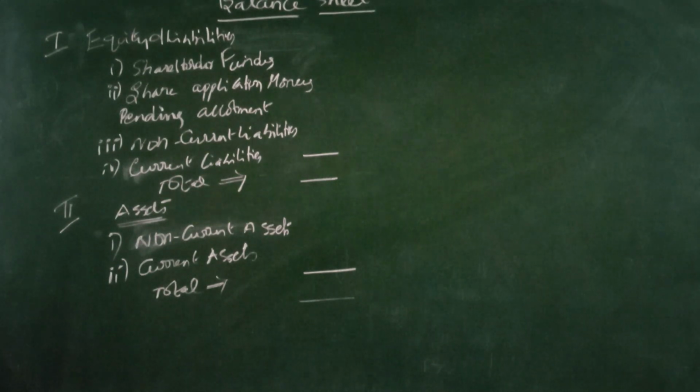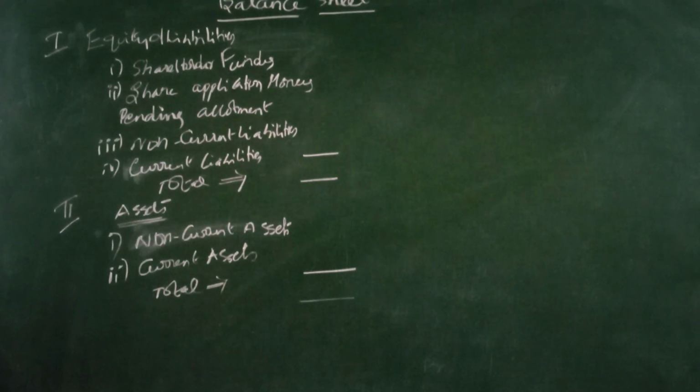Then another item we have here is non-current liabilities. Very simple: on the asset side, current assets and non-current assets; here, current liability and non-current liability. What is that non-current liability? Non-current liability means long-term borrowings, deferred tax liabilities, other long-term liabilities, and long-term provisions. These are the items coming under the category called non-current liability.